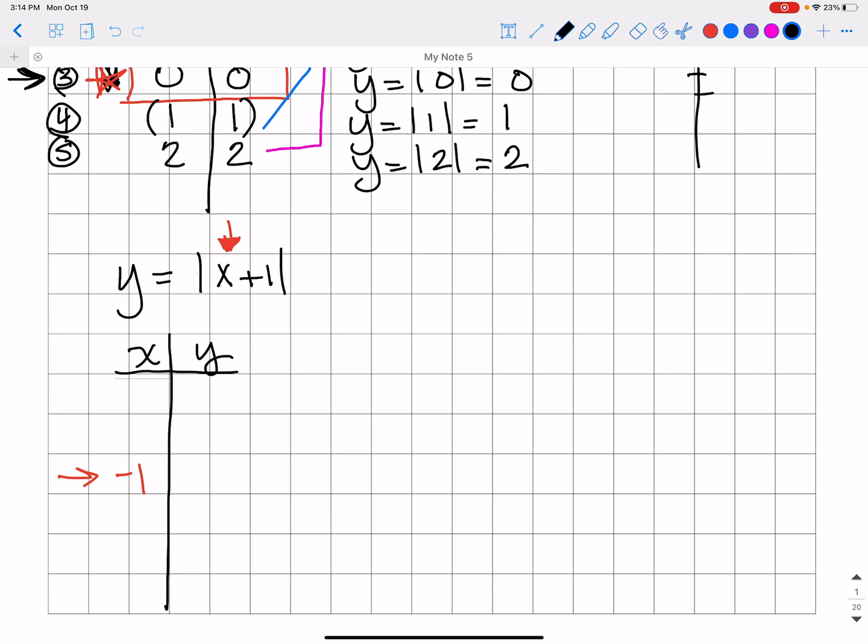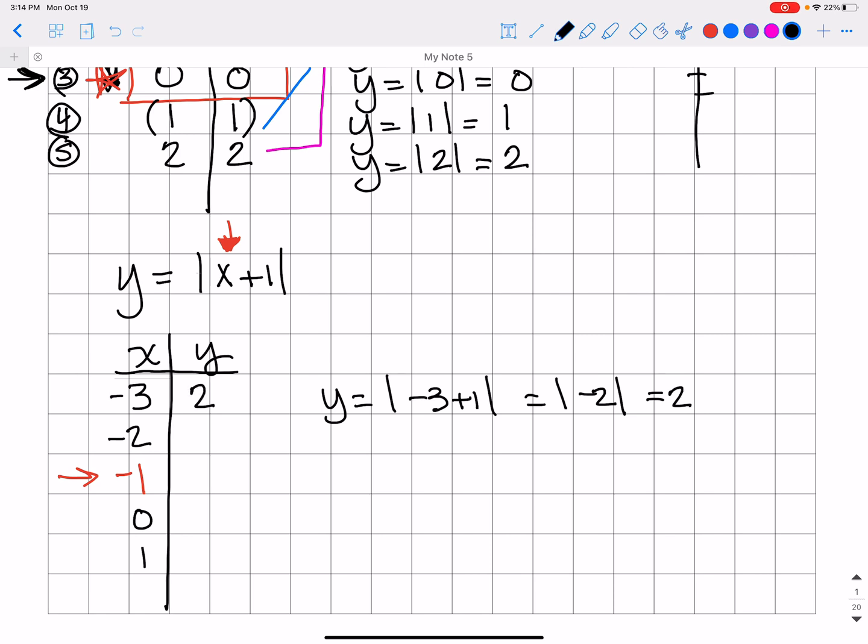And then remember, I'm going to pick 2 more and 2 less. So -1, 0, 1, -1, -2, -3. So I picked 2 numbers before -1 and the 2 numbers right after -1. Now I need to take my function and I need to plug -3 in where there's an x. So I've got y equals the absolute value of -3 plus 1. Well, -3 plus 1 is -2, and then the absolute value of negative 2 is positive 2.